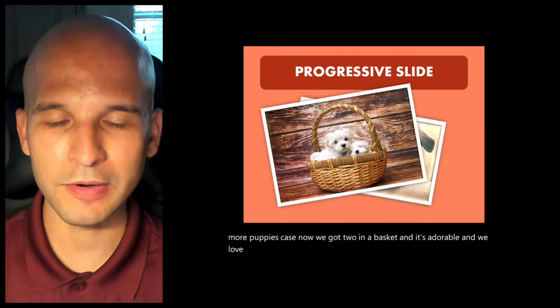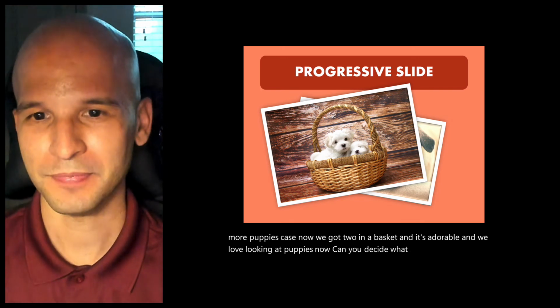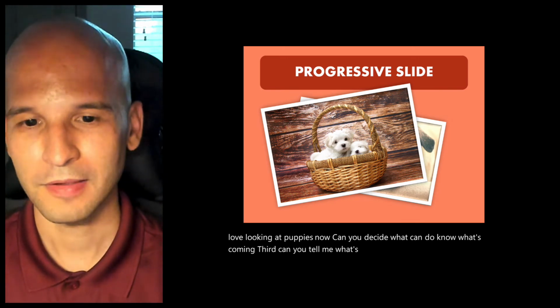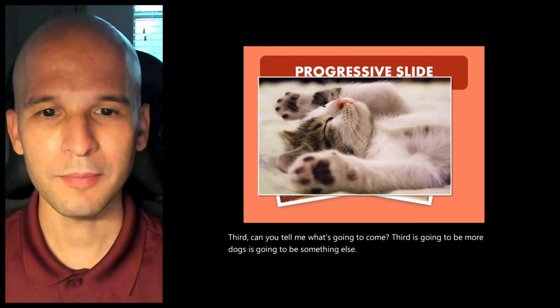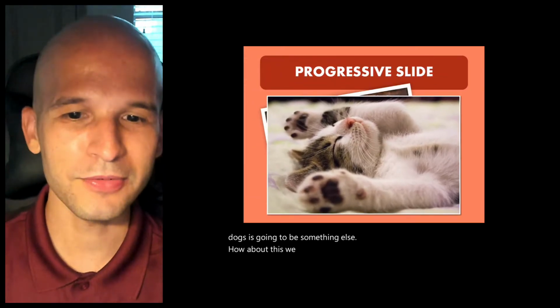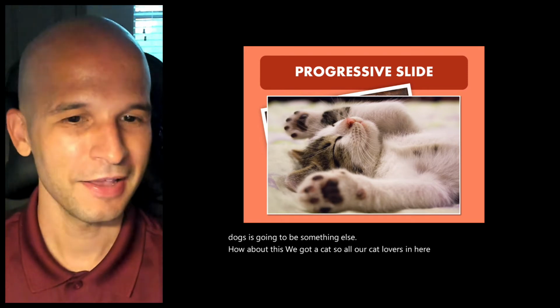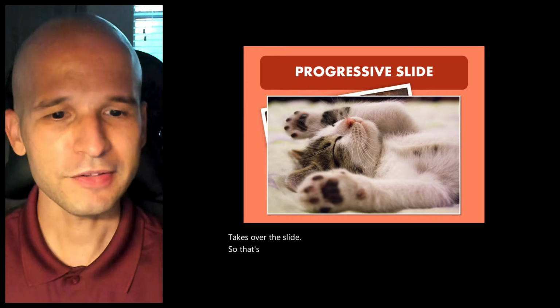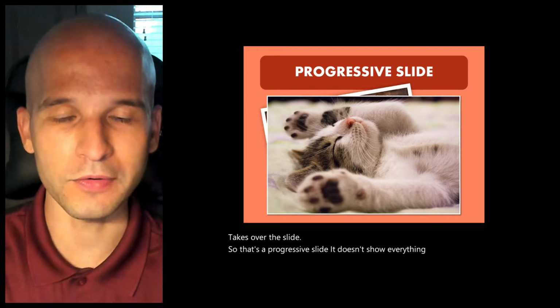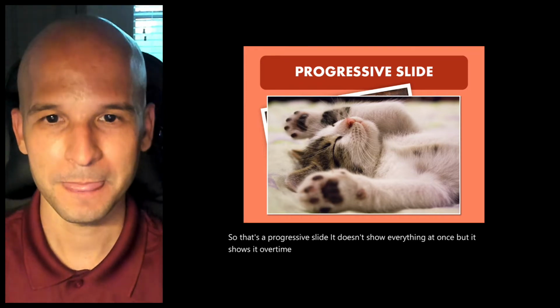Now, do you know what's coming third? Can you tell me what's going to come third? Is it going to be more dogs? Is it going to be something else? Well, how about this? We've got a cat. So all our cat lovers in here, the cat comes in and takes over the slide. So that's a progressive slide. It doesn't show everything at once, but it shows it over time when I'm ready to show it.